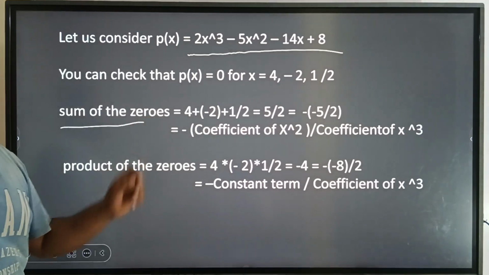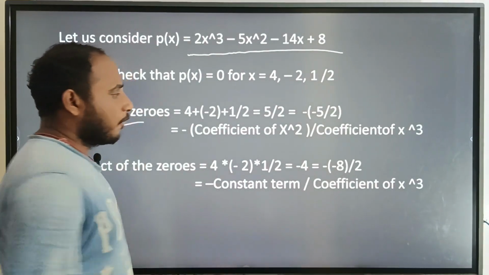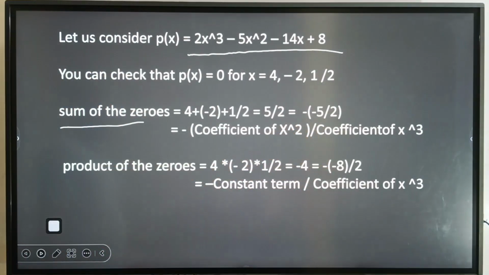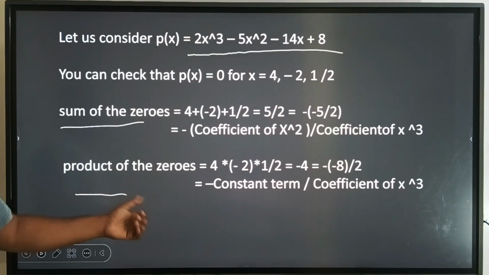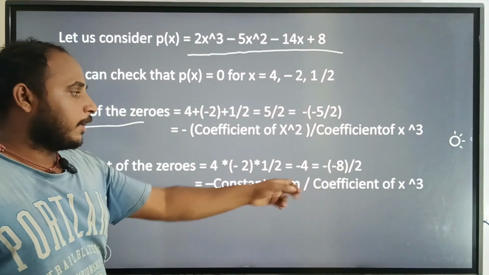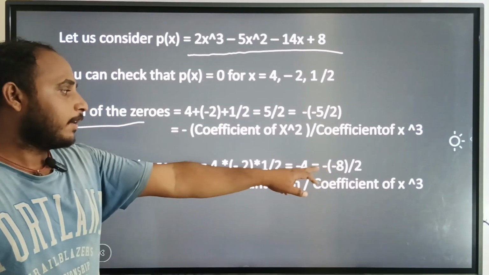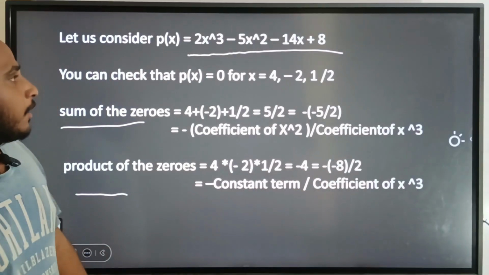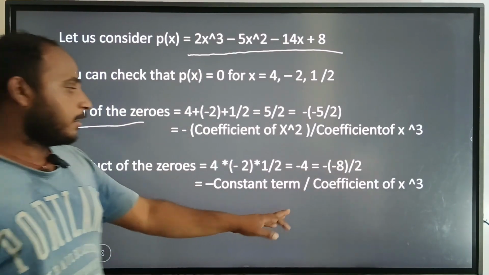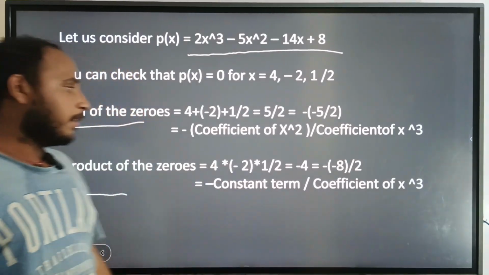Therefore, the sum of the zeros of the cubic polynomial is minus of the coefficient of x square divided by the coefficient of x cube. And also the product of the zeros, 4 into minus 2 into 1 by 2, equals minus 4. Minus 4 can be written as minus of minus 8 by 2. Therefore, minus the constant term divided by the coefficient of x cube.